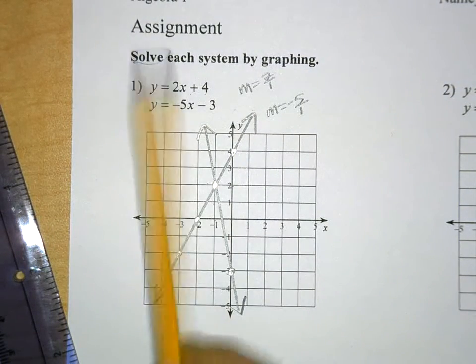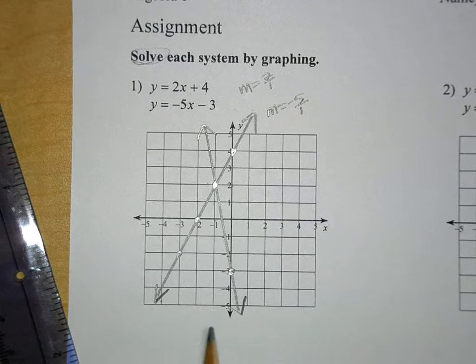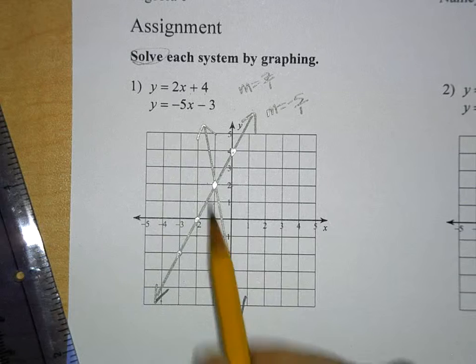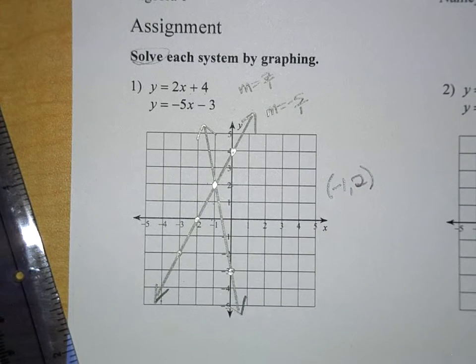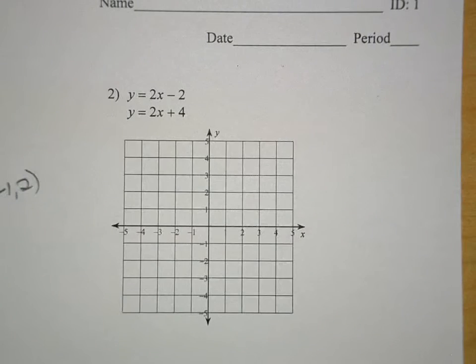And so solving means actually giving the answer. Well, the answer is the ordered pair where the 2 lines meet. So this ordered pair is -1, 2, and the answer to this problem is -1, 2. Okay. All right, our second example right here.